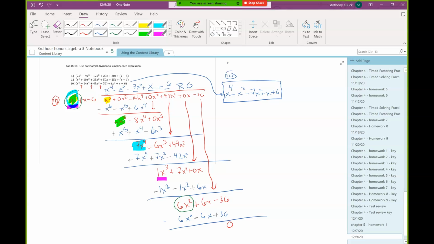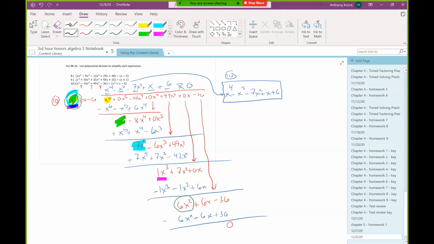Natalie, did that help? Yes, it did. Okay, good. Again, it can be a lengthy process, right? That one we had 5 steps to work through, but each of the steps is relatively easy.